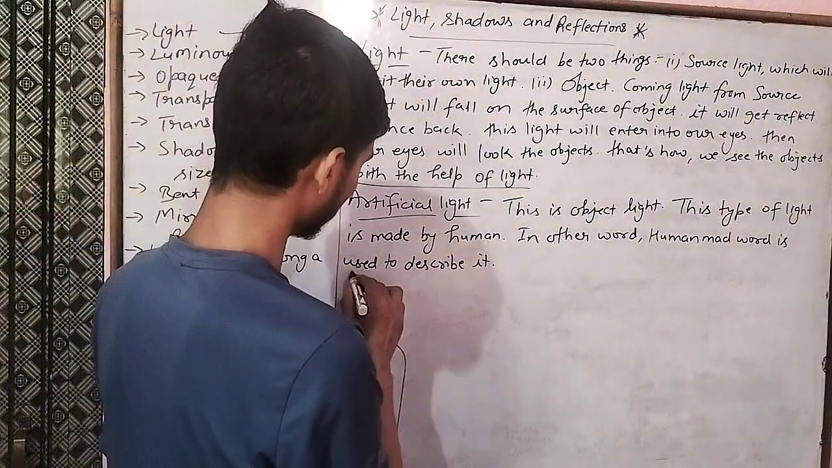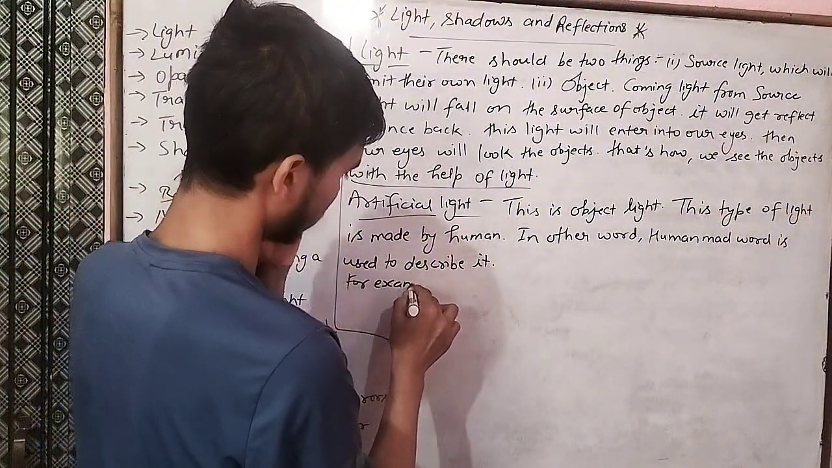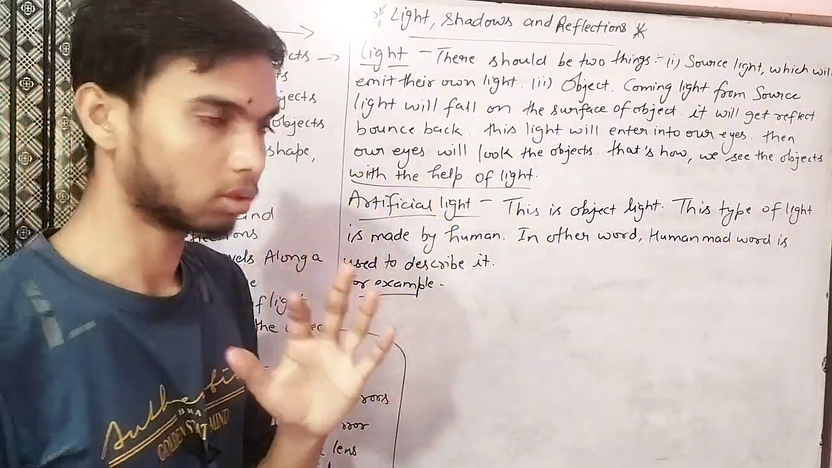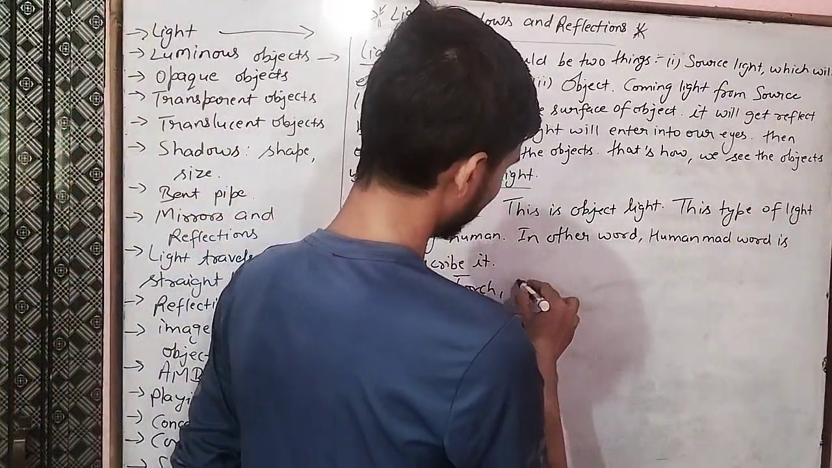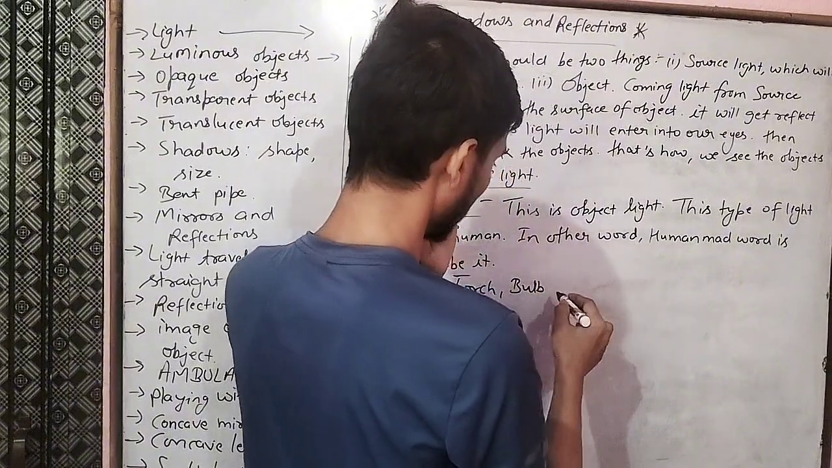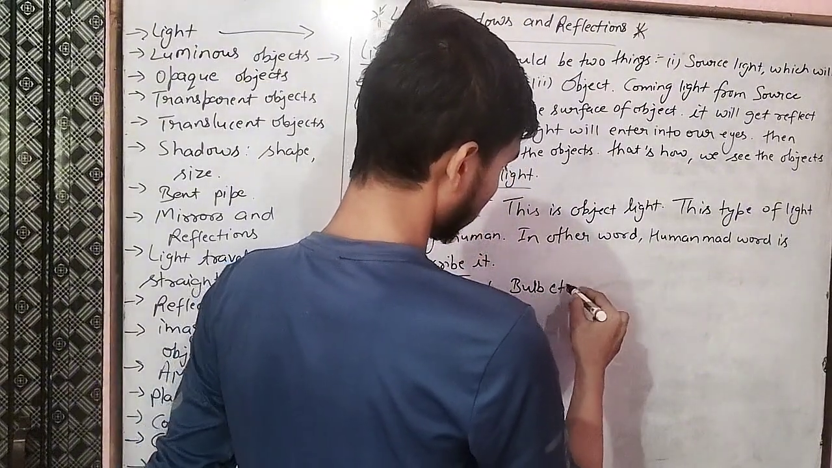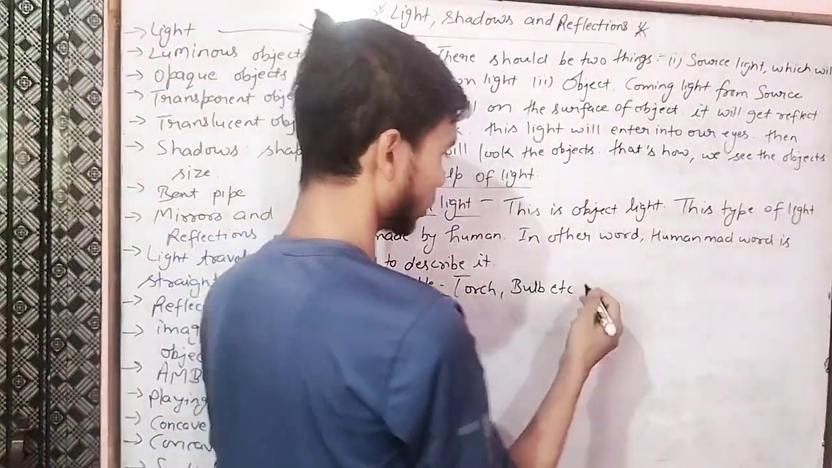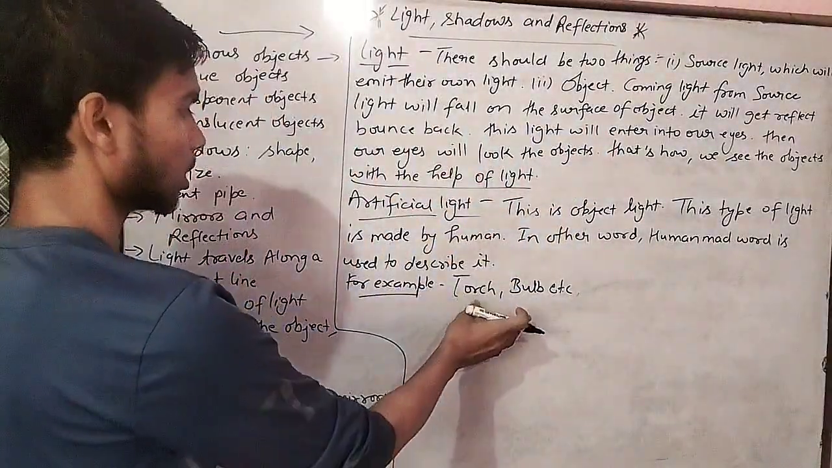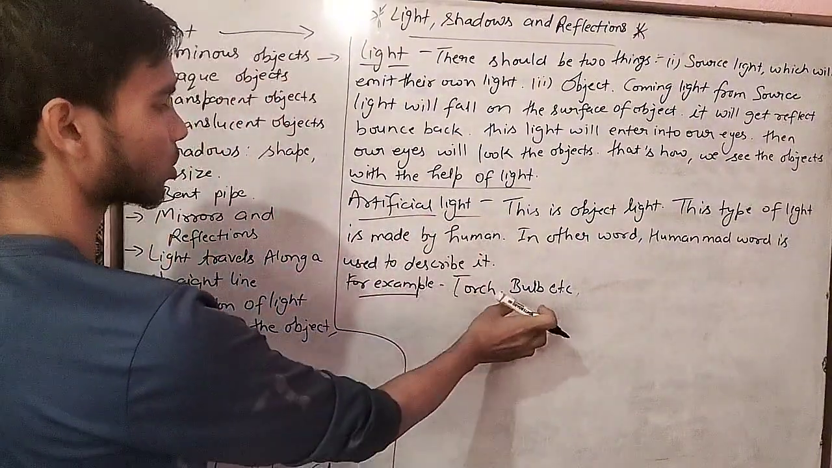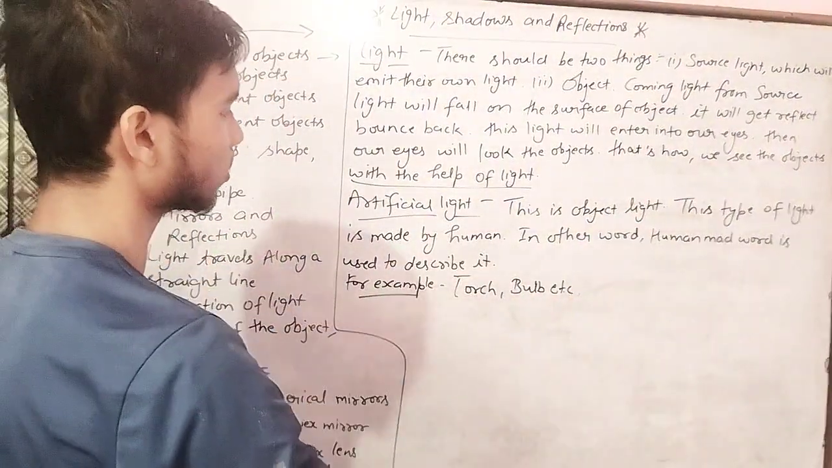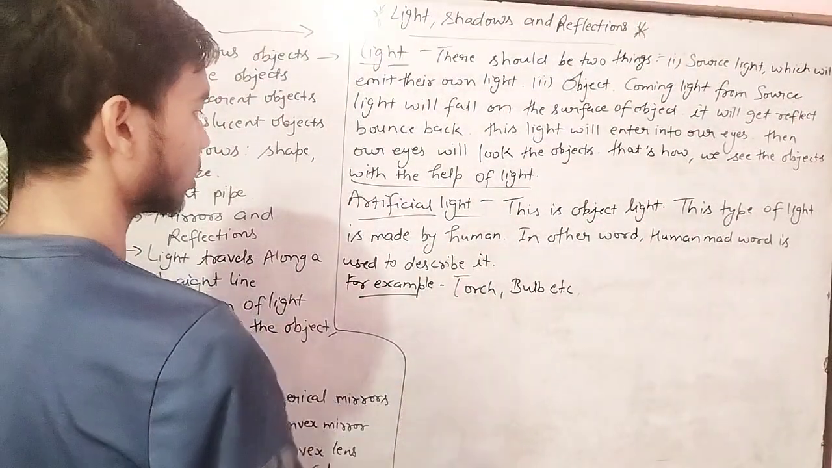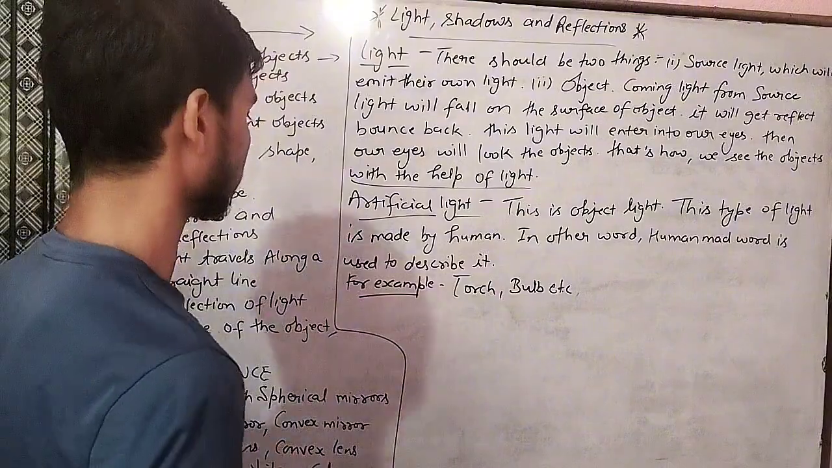For example, torch, bulb. Let us see. Just to understand, I wrote here the example: torch, bulb. It is clear. These are examples of artificial light. Torch is made by human, and bulb is also made by human. That's why the word artificial light is used. These are artificial light. Clear.